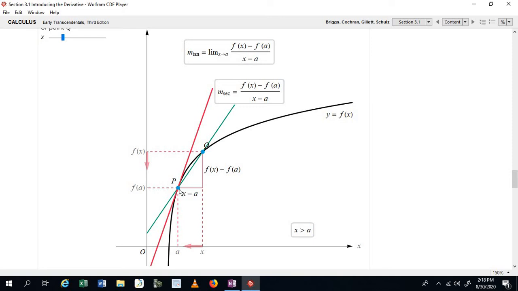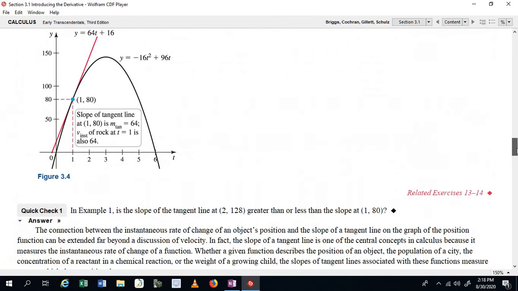which is also the instantaneous rate of change in the function right at A. Okay, so that's what we mean by the instantaneous rate of change in the function at A. It's actually the limit of the secant lines as x gets closer to A, which, by the way, is also the slope of this tangent line. Okay, so having said that, let's look at an example where we use some of this.